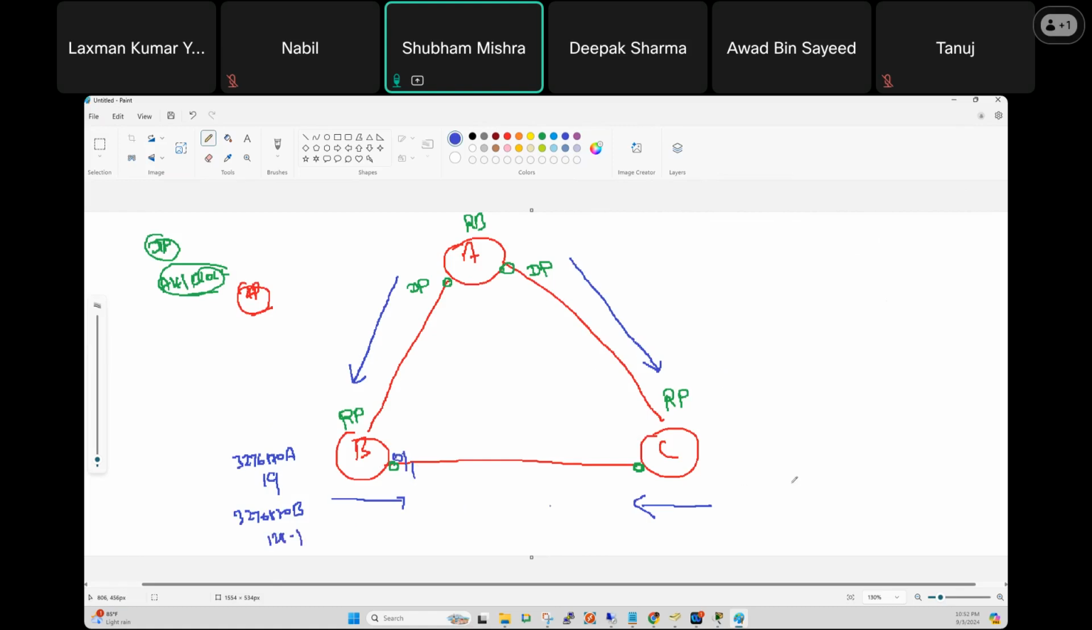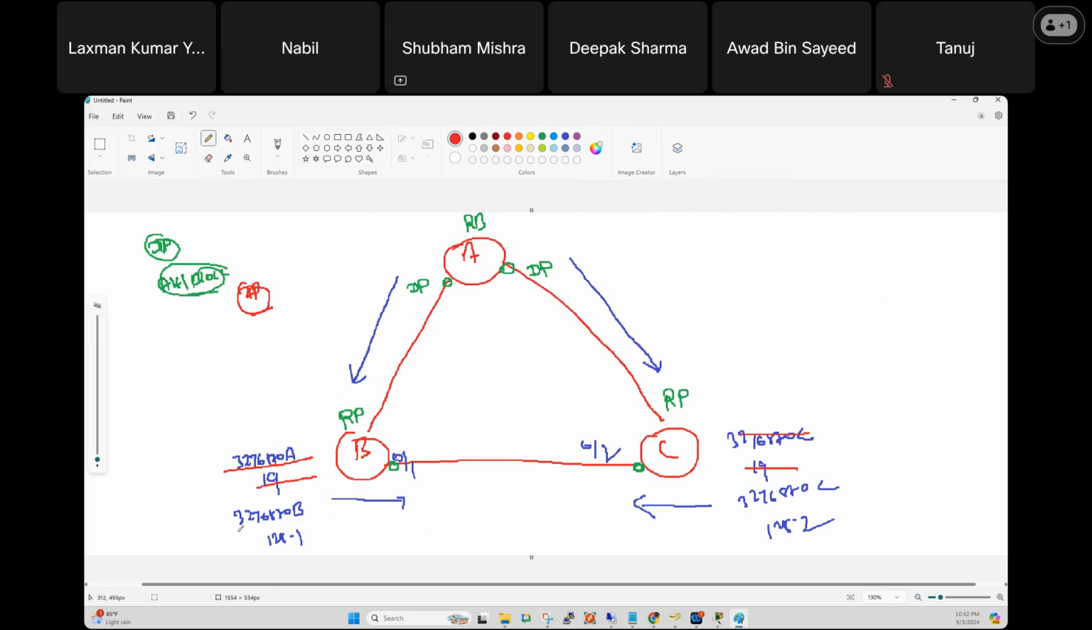Now come here. 32768 plus 0 C. Next is cost 19. Next is sender bridge ID 32768 plus 0 C. Let's suppose port 02, so port ID 128.2. Yes or no? This is a tie. The cost is a tie. Tell me.